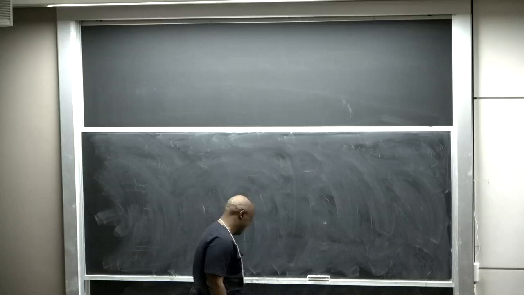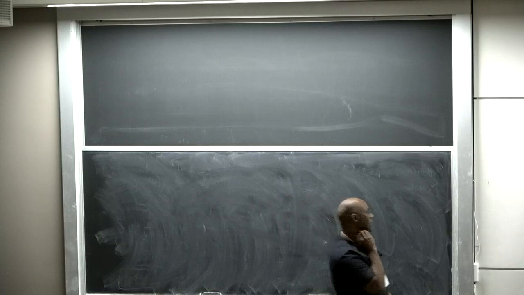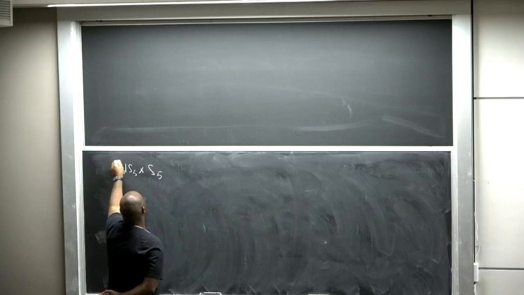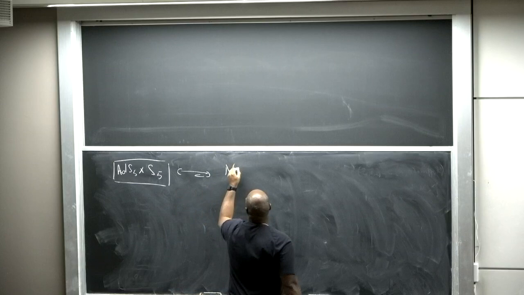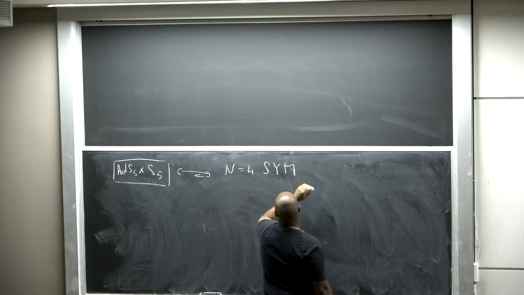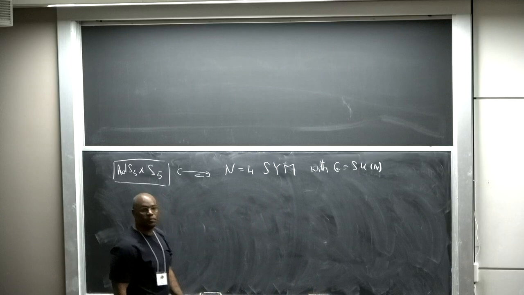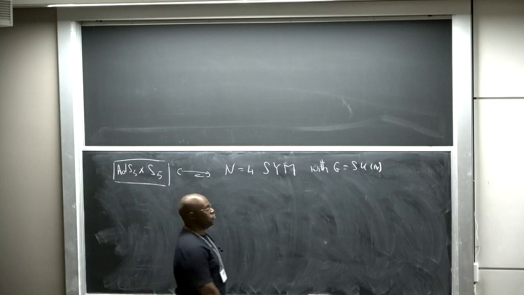Okay. So actually, let's keep with Eshoo and super Yang-Mills, and let's think about AdS5 times S5. Our favorite theory in the world, which is dual to N equals 4 super Yang-Mills theory with G is SU(N). So already, this theory has a gauge group, or at least algebra, SU(N).